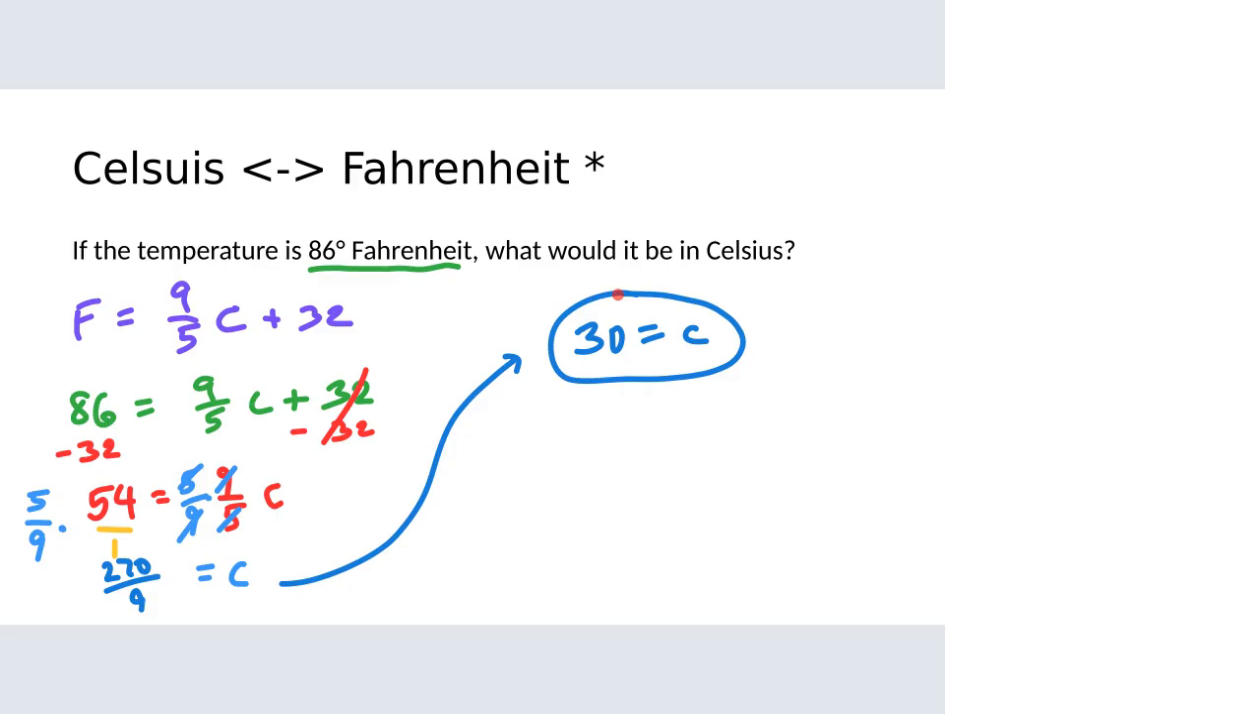We have to plug in 86 for Fahrenheit and then be careful in our solving process. Subtract 32 from both sides, multiply both sides by 5/9, and then finally do 270 divided by 9. Let me know if you have any questions on what we did there.